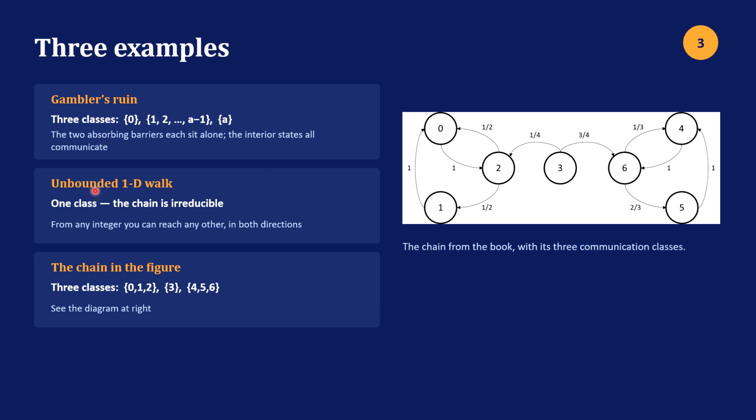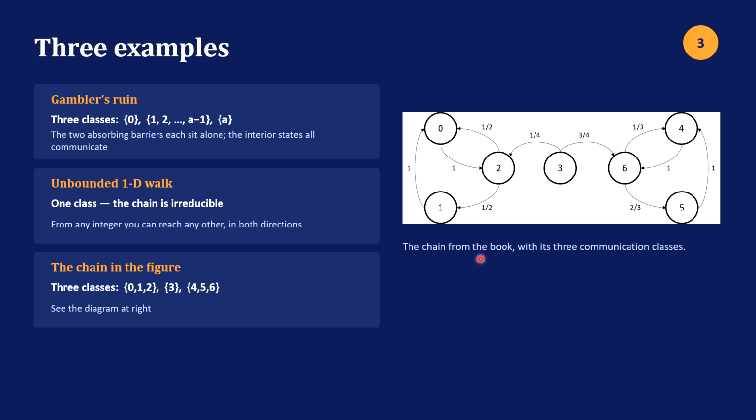In the unbounded one-dimensional walk, you can drift either left or right, and there's always a probability of coming back to the state you started from. So this is irreducible; the entire chain has just one class. Then I have another example here on the slide, and there are three classes.